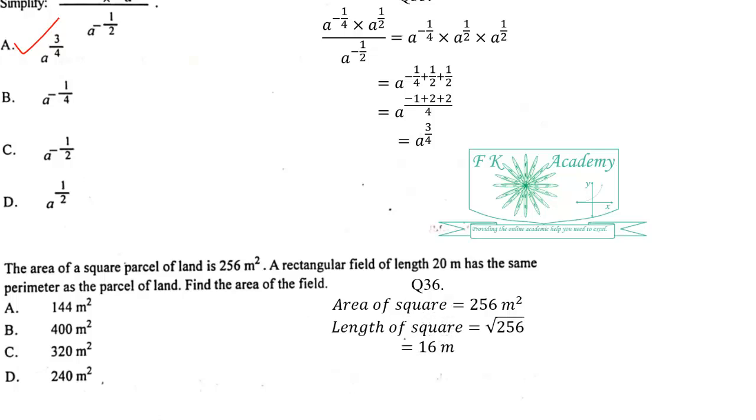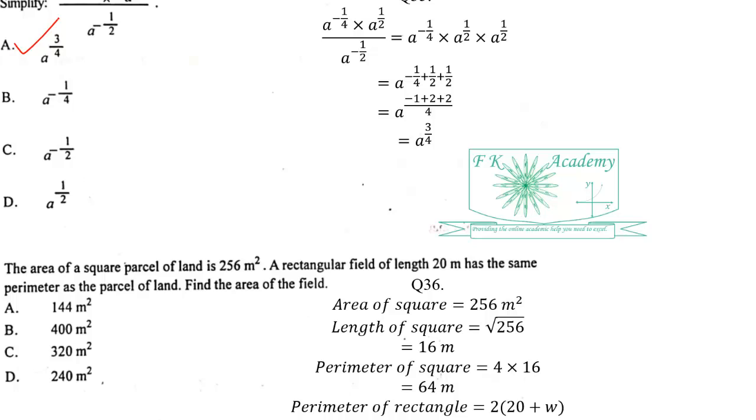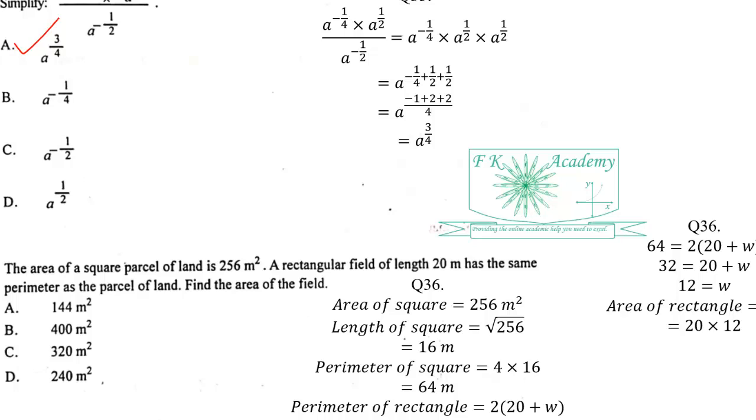So the length of the field will be 16 meters if the area is 256 meters squared. So the perimeter of the square will be 64 meters. We can now equate this to the perimeter of the rectangle, and that will give us the width to be 12. Hence the area of the rectangle will be 20 times 12, which is 240 meters squared.